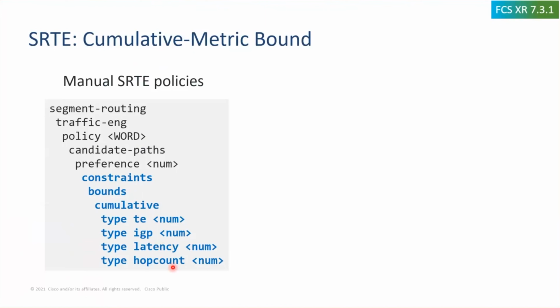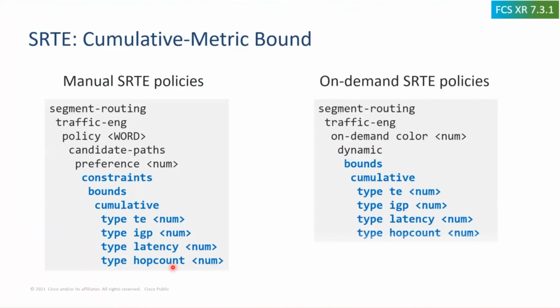In addition to manual SRTE policies, we can also specify cumulative bounds for an on-demand SRTE policy. Remember that the on-demand SRTE policy will be triggered by the parameters specified in the ODN color template, which is what we're showing here. So now the ODN color template has been augmented to include the bounds that apply for policies triggered by this template.